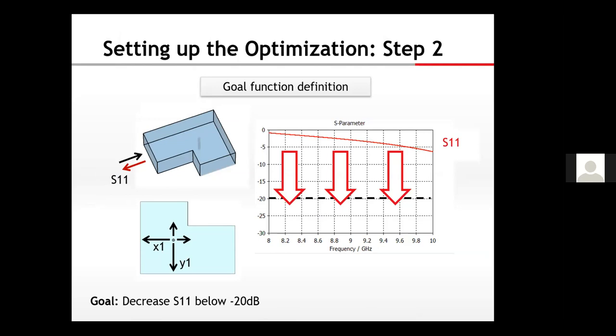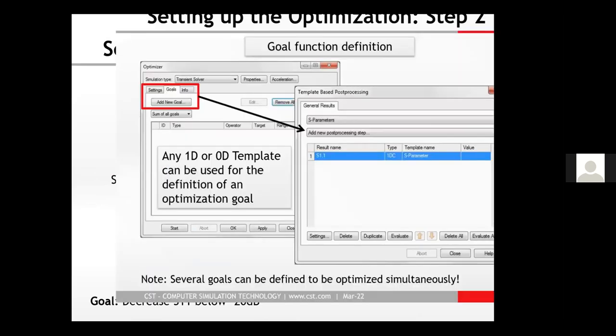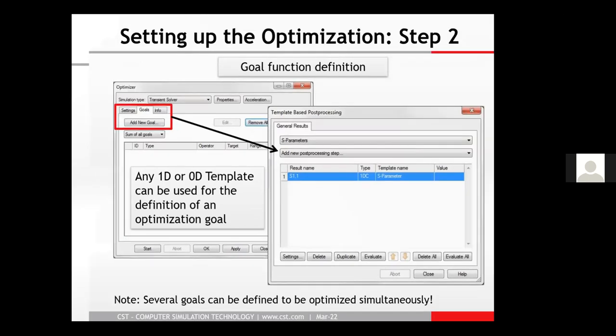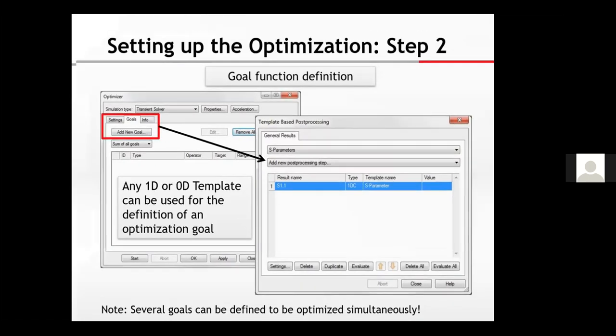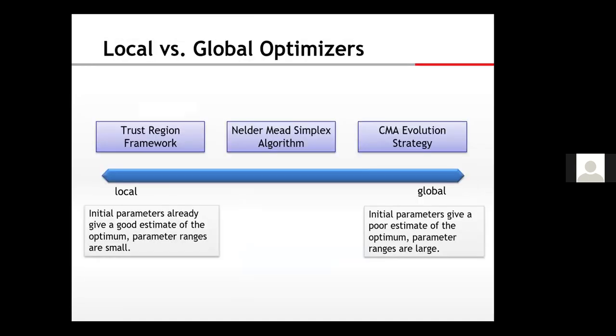And if you have multi-objective, then I must recommend that you go with global. Other than that, you can choose local optimization, which is the trust region framework, or global, which is CMA evolution strategy. If you don't know whether it is local or global, start with the simplest algorithm.